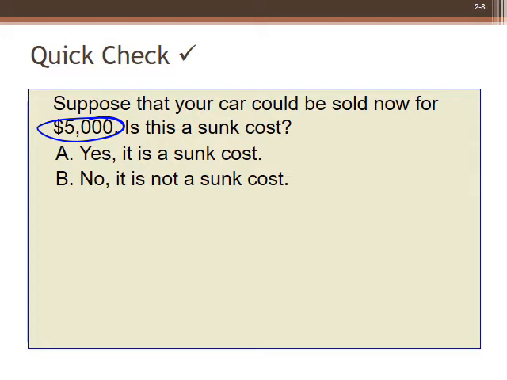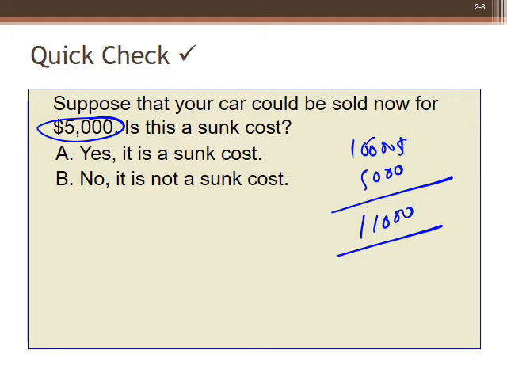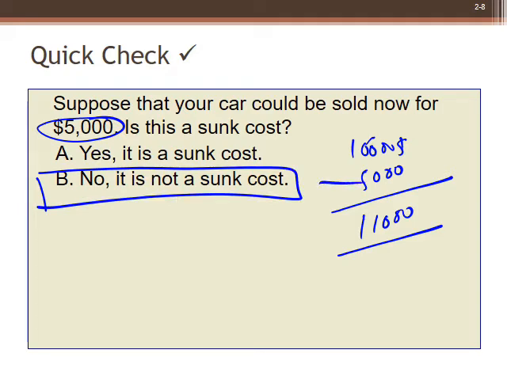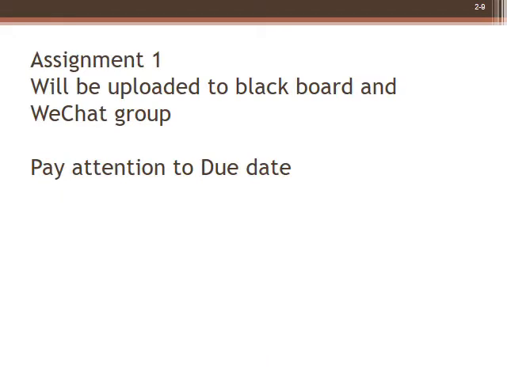So in that case, because we are not given the cost, for example, we purchased it for 16,000. So we are recovering how much? 5,000. It means sunk cost is 11,000. So this 5,000 cost is not a sunk cost because we are recovering this 5,000, but the cost that is sunk is 11,000. Okay, that's all from our lecture 2.